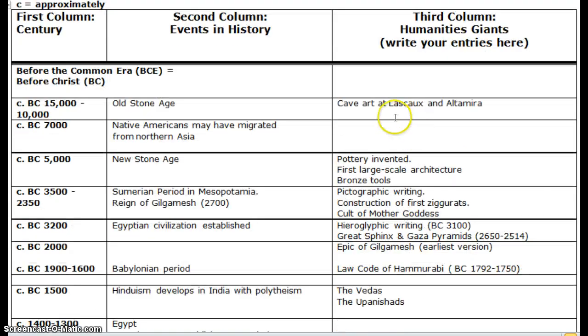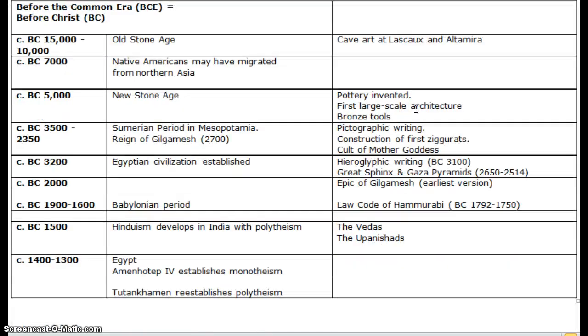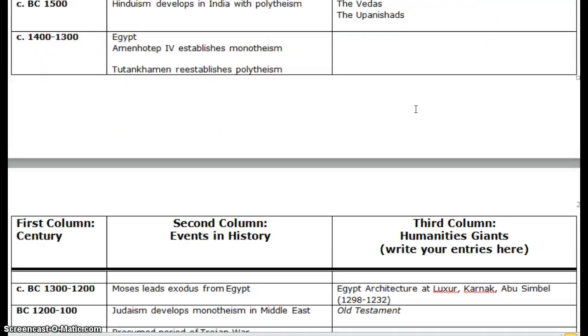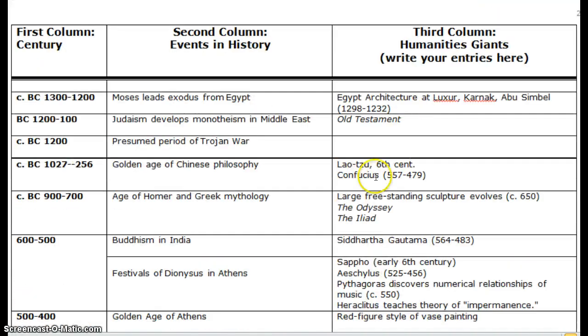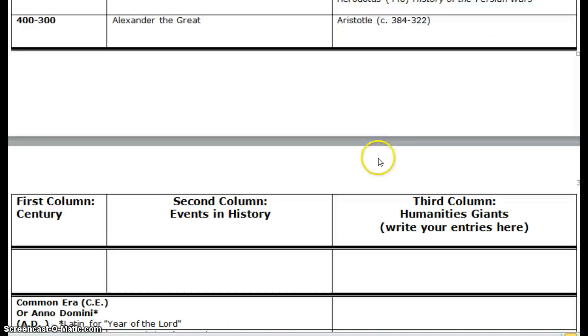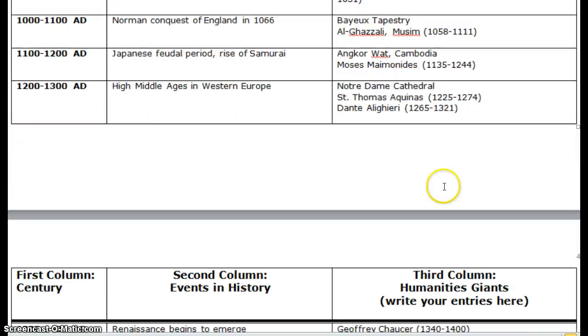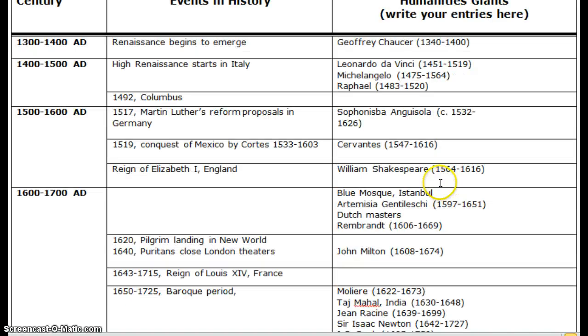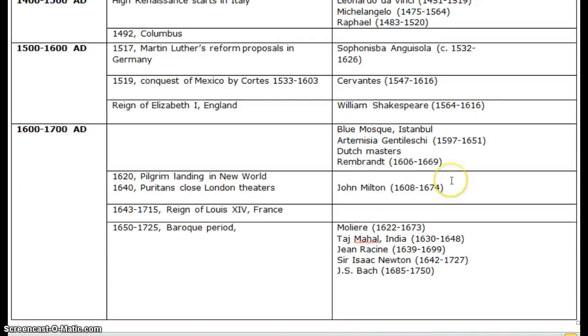So for example, cave art at Lascaux is a drawing that was done in caves. So that's an artistic production. But then there are also people's names. For example, Lao Tzu, if you see between BC 127 and 256. And then there are Sappho, Aeschylus, Pythagoras, etc., Socrates, and there are different humanists listed on the right-hand column.